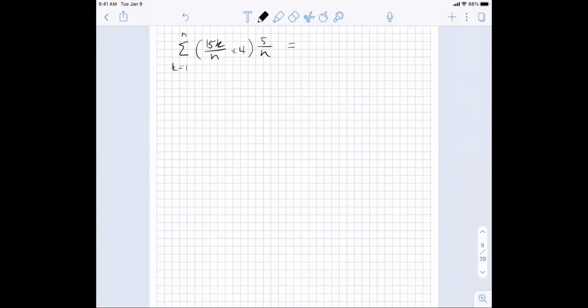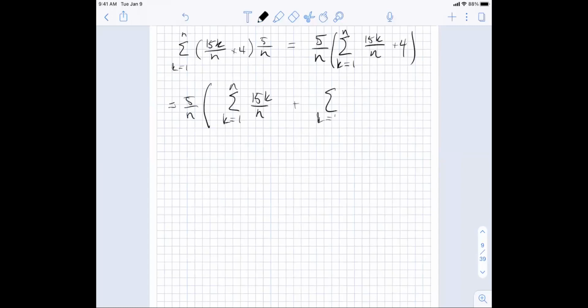I'm going to pull the 5 over n out this time. So this is 5 over n times the sum k equals 1 to n of 15k over n, not 3, plus 4, right? So then, just like last time, I can break this apart. So this is still 5 over n out in front of everything, times the sum k equals 1 to n of 15k over n, plus the sum k equals 1 to n of 4.